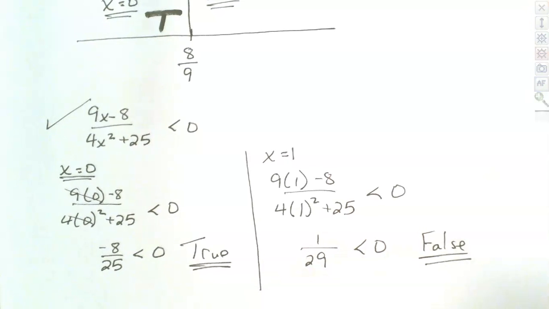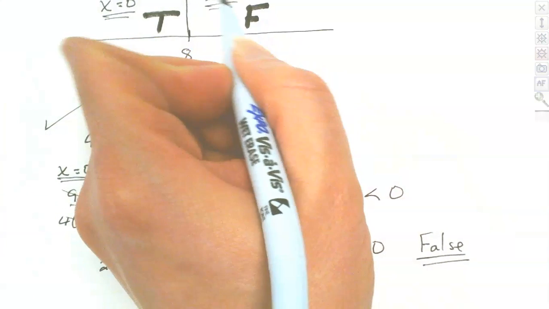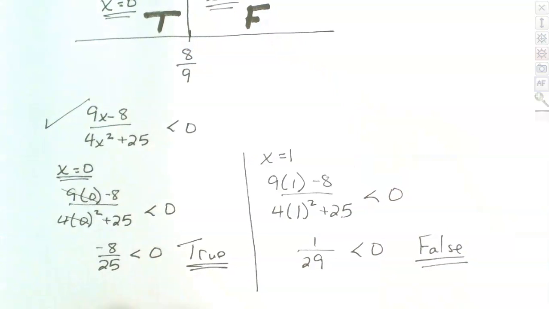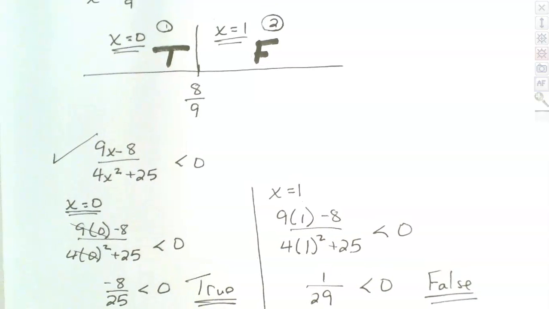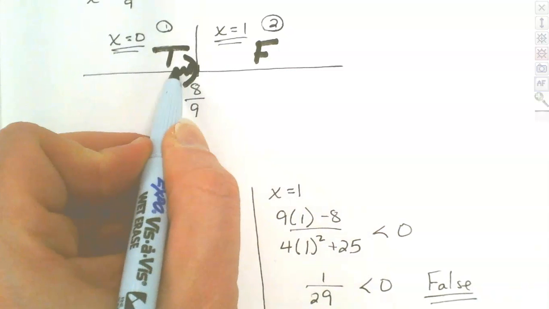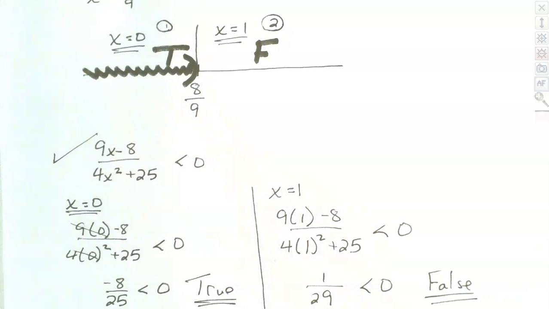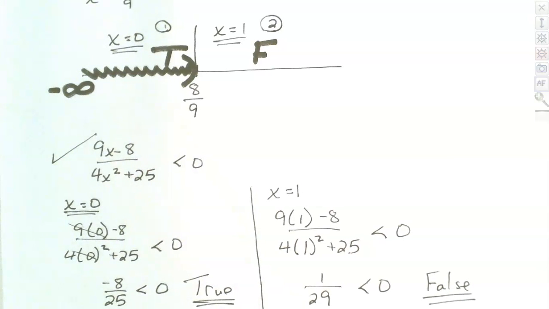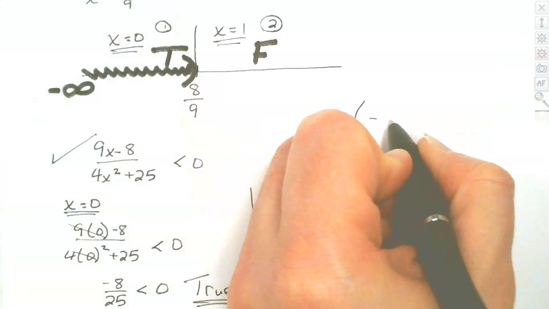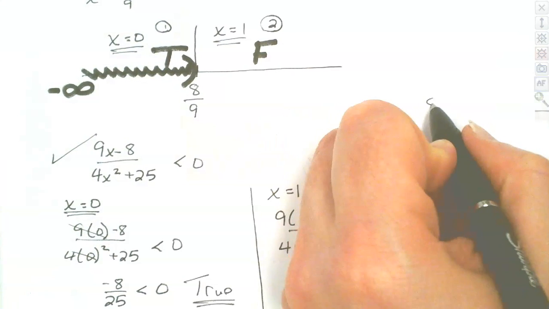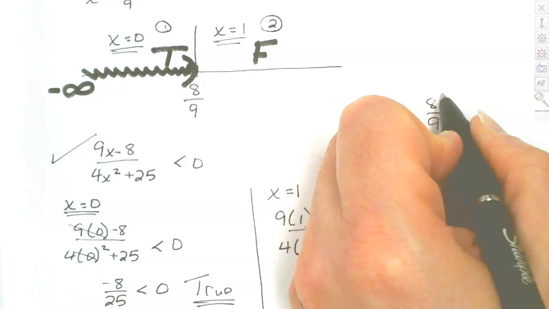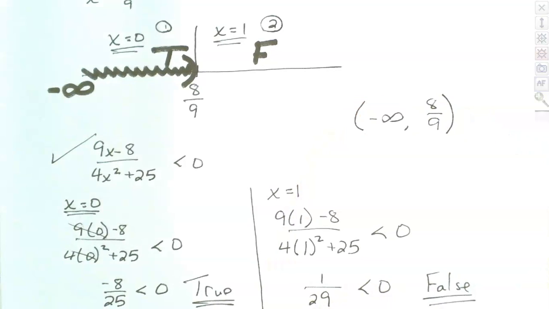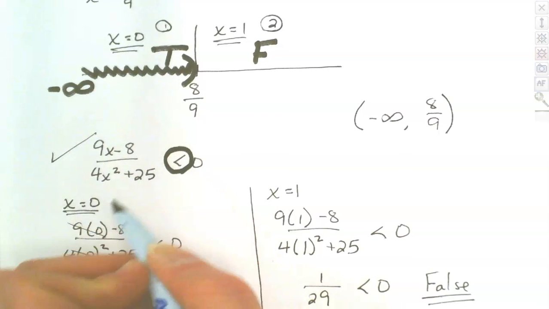But again, always check because they can both be true, or they can both be false, or they can switch back and forth. What would my solution now look like? We want the true side. So my true side is over here. And that goes back to negative infinity. So what does that look like in interval notation? Well, it looks like negative infinity to 8/9 with parentheses. And why does it have parentheses? It has parentheses because it is less than.